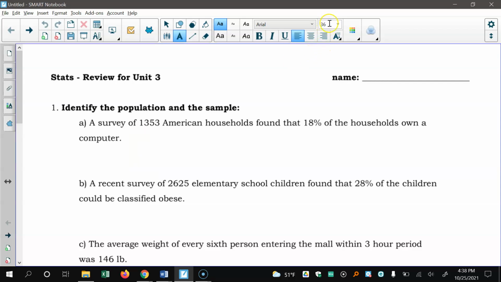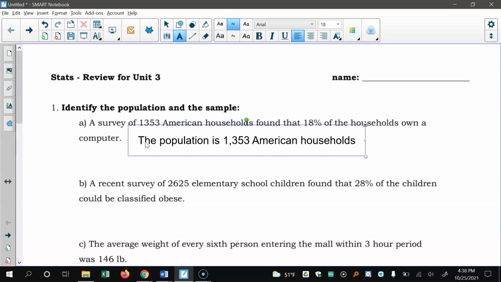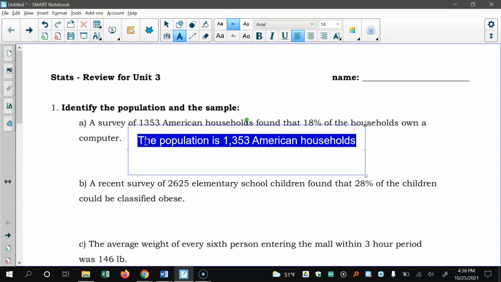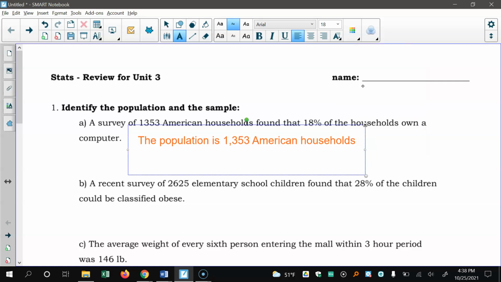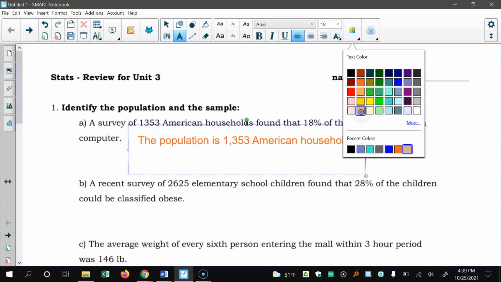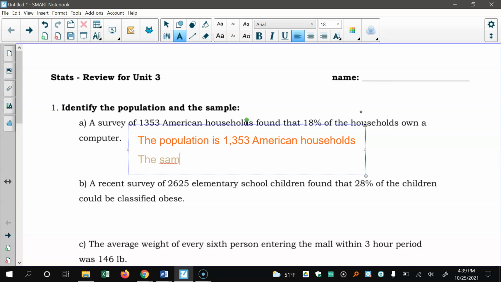Way too large for print. Let's try that again. The population for this survey is going to be 1,353 households, because a population is everybody in that population. So 1,353, and the sample is 18% of the households. So 18% were sampled, 82% were not sampled.